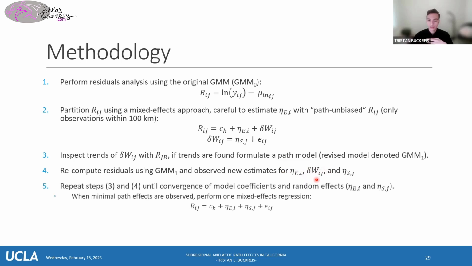And we keep doing that for each until we get convergence of our bias terms, the eta E and the eta S, and also in the coefficient estimates for each subregion. And the important thing is once we get to the point where most of the path effects have been properly captured in our model, we'll do a mixed effects using all of the data. Because remember, this step only uses a subset of the near source data, but we want to use all of our data during our analysis. So we'll do everything all at once, now that we have a better grasp on the path effects.